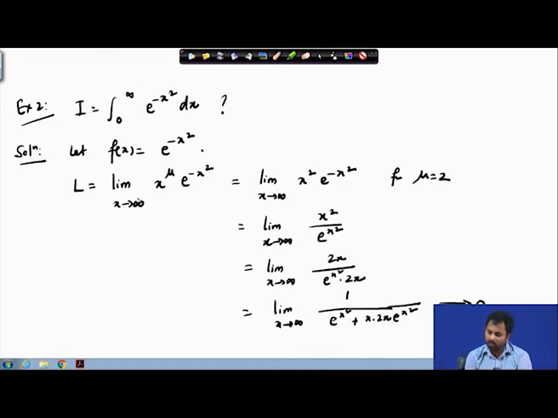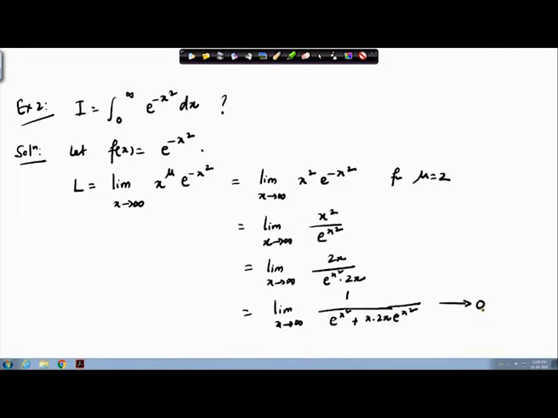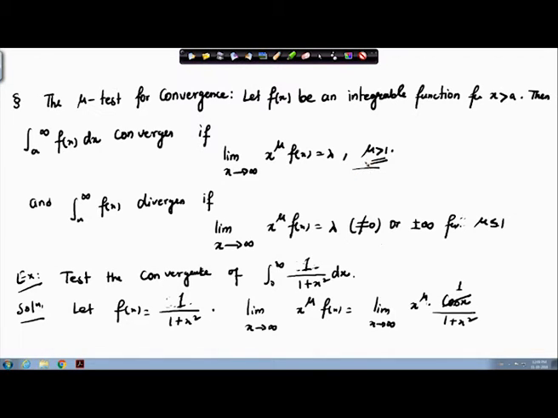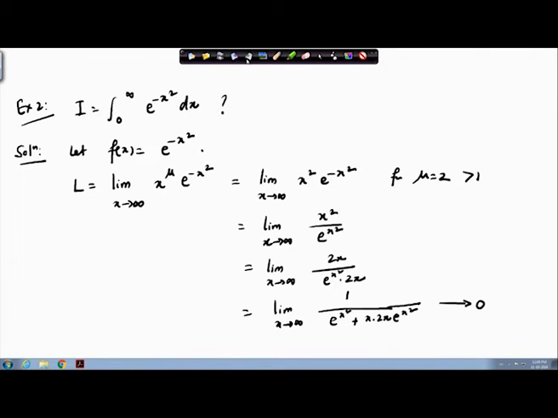So, that means the limit, or the lambda, is a finite number, and it is 0 for mu equals to 2, which is obviously greater than 1. And if it is greater than 1, then from the mu test for the convergence, we can say that the integral is convergent. So, from here we can say that integral from 0 to infinity e to the power minus x square dx is convergent by mu test.